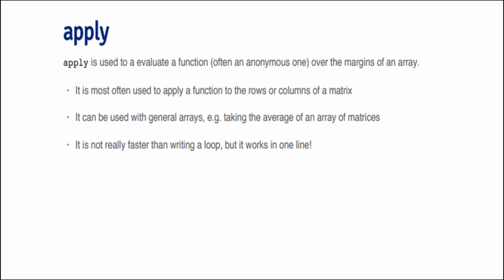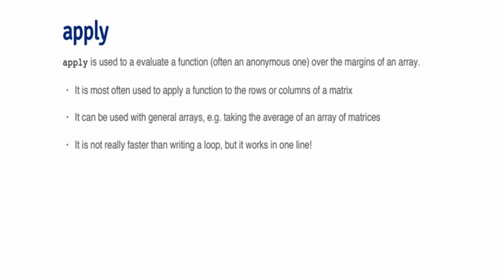The apply function is another loop function that's used to evaluate a function over the margins of an array. Usually the function is going to be an anonymous one like we showed with lapply, or it could be a function that already exists, like mean for example. It's usually used to apply a function to the rows or columns of a matrix. Of course, matrices, which are two-dimensional arrays, are going to be the most common type of array that we are going to use in R. But you may have three-dimensional arrays and such.